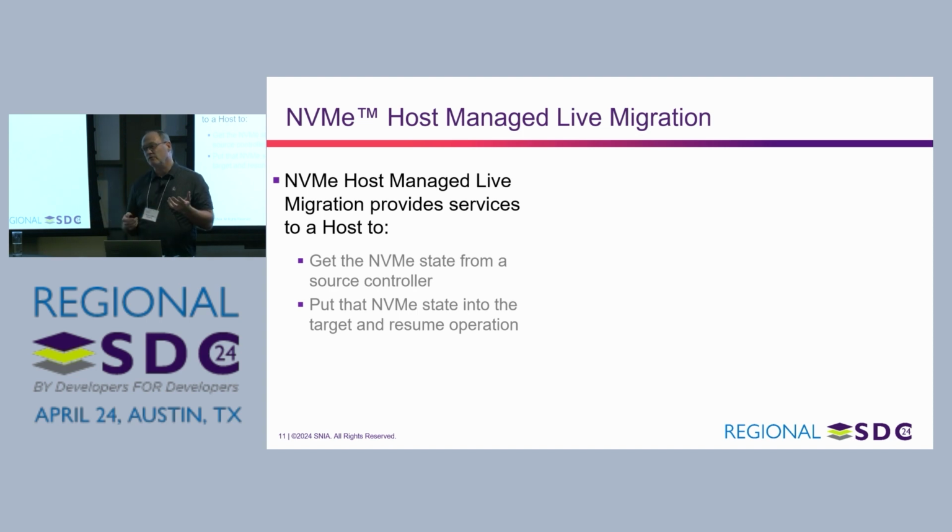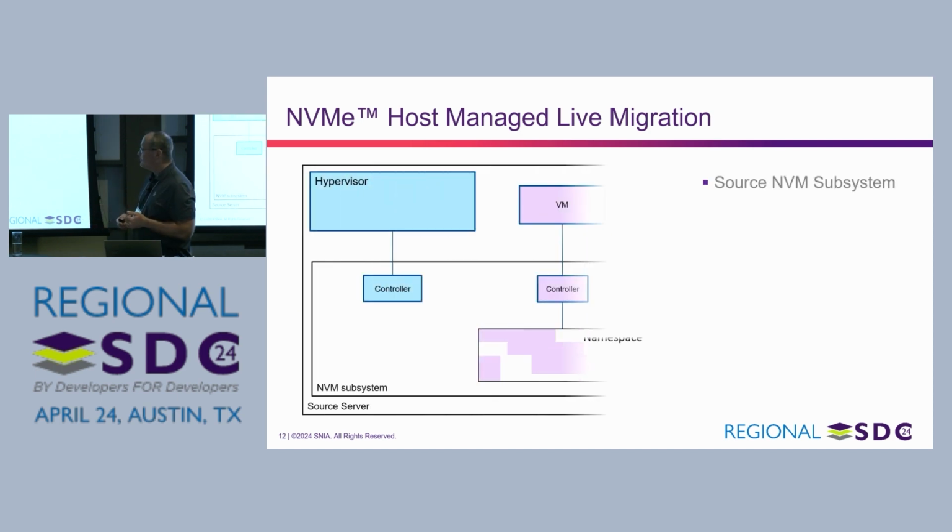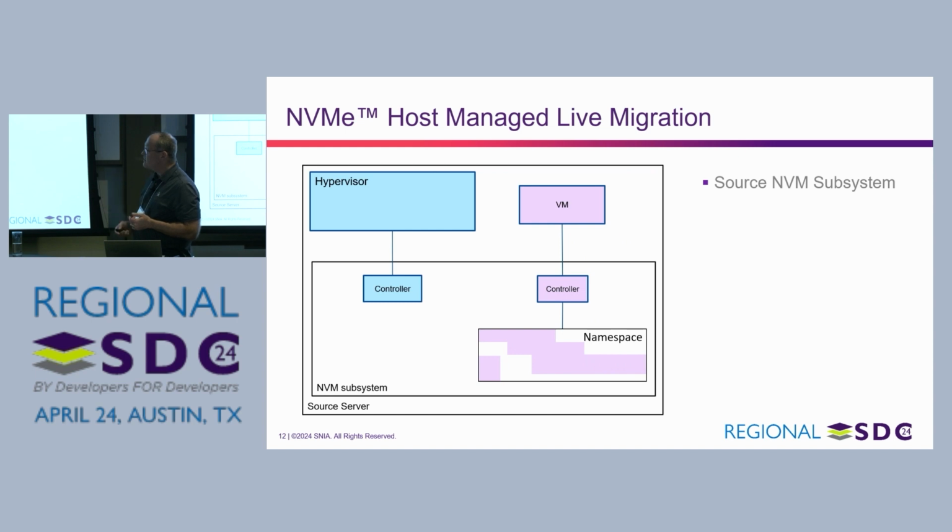So what I'm going to do is look at the individual services and try to focus on that. We have to look at the source system first. The first thing is I have a server running. It has a hypervisor that's controlling everything. And if I say the controller managing the migration, it's the blue controller.